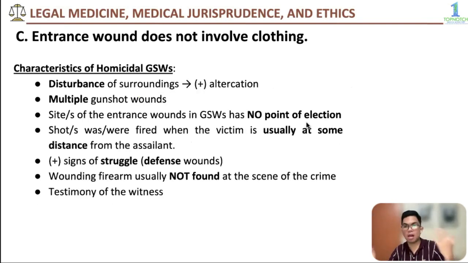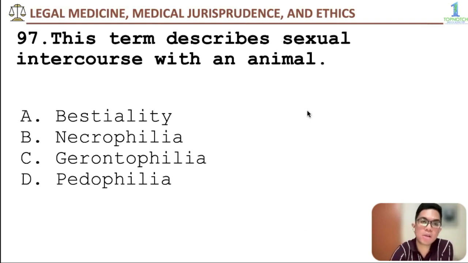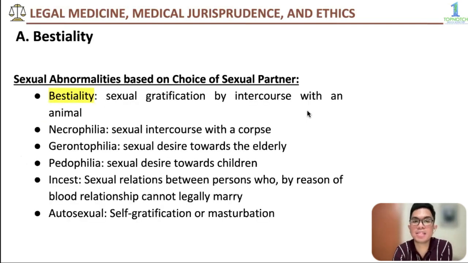So homicidal, usually there's an altercation, there are defense wounds, multiple, and it's shot from a distance. Hindi siya contact fire, unlike suicidal gunshot wounds. Okay? Next question. Sexual intercourse with an animal, that's called bestiality. So necrophilia, sexual intercourse with a corpse, gerontophilia with an elderly, and pedophilia with a child. Okay, so these are some of the sexual abnormalities based on your choice of sexual partner.